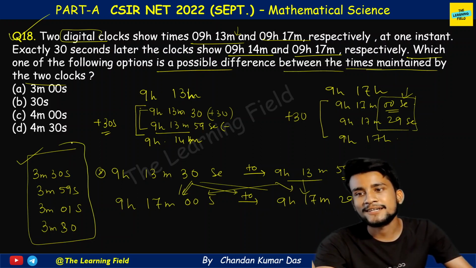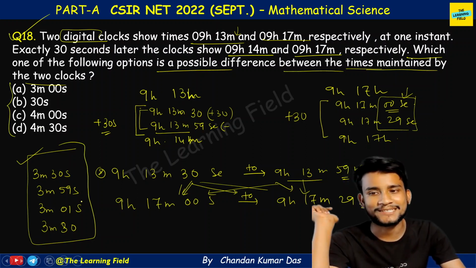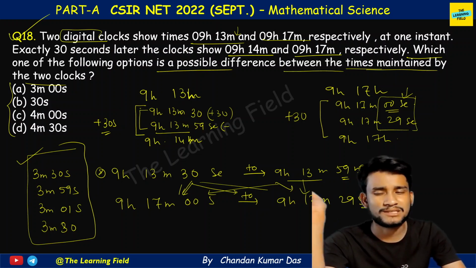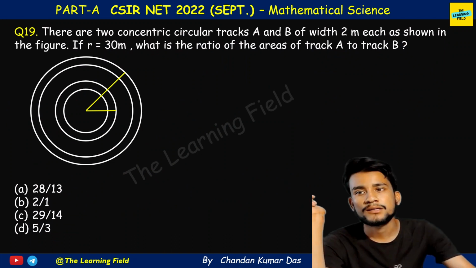But in the answer, none of the options contains these 4 options, okay. So I think this question has some confusion, or this question is wrong, okay. Now go to the next question.